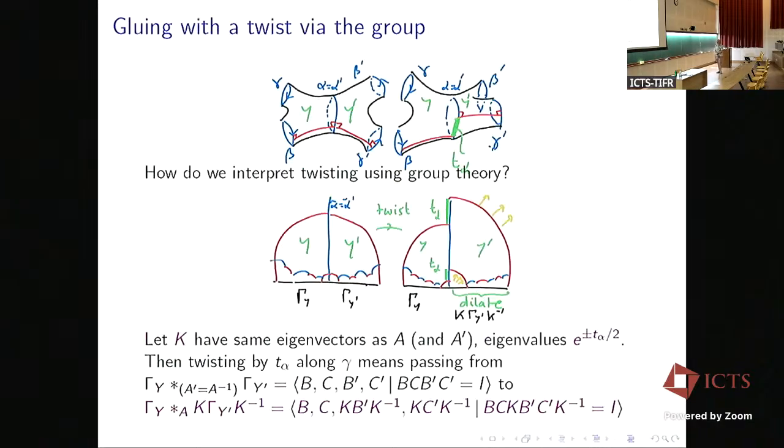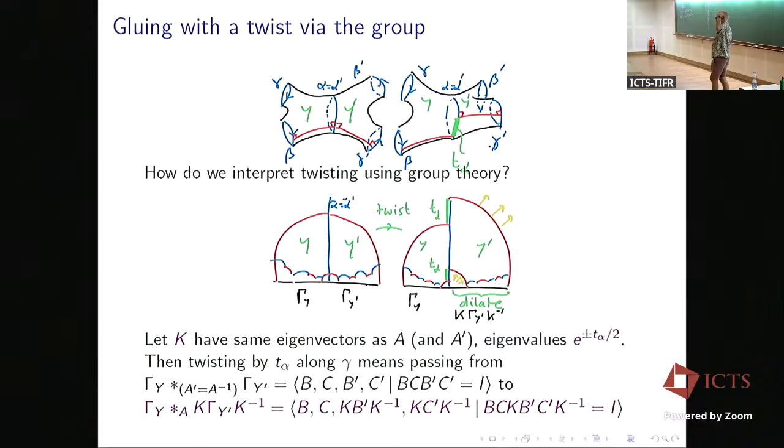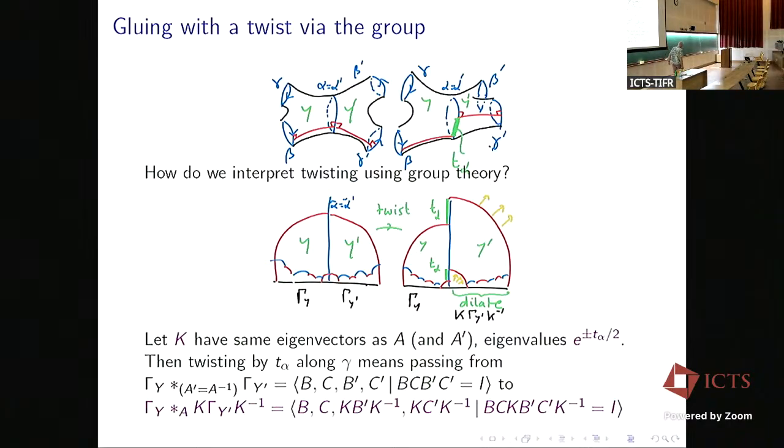Okay, so now we need to think about how to twist. So we've done parameterizing pairs of pants. That was Frick-Vogt. We've done gluing and closing handles. That was free product with amalgamation and HNN extension. And now we're going to see how we twist. So let's just come back to my original picture of my twisting again.